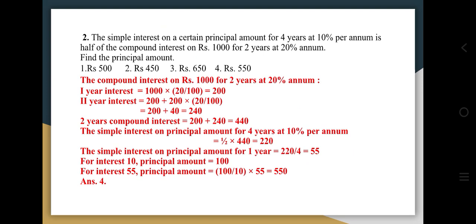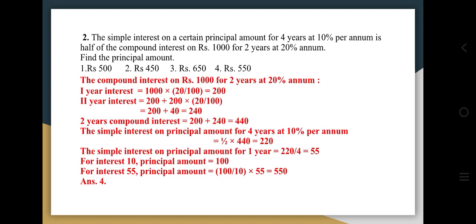So what is the first year interest for 1000? The interest rate is 20%. So for 100 it is 20. So for 1000 it is 10 into 20, that is 200. So the first year interest is 200.